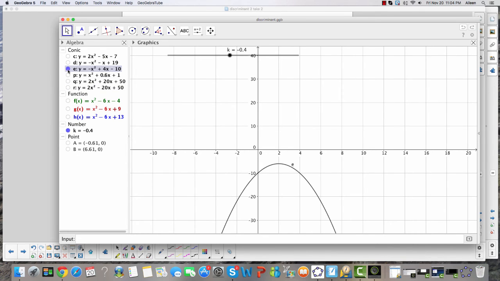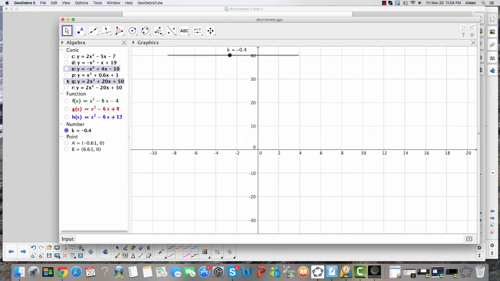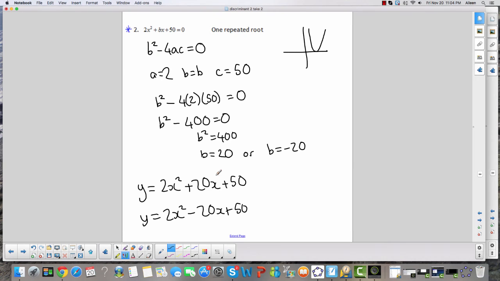Here's the first equation. Here's the second equation. Both equations are sitting on the x-axis as we expected. Okay, our final question for this video. There are no real roots. This is a trickier question.